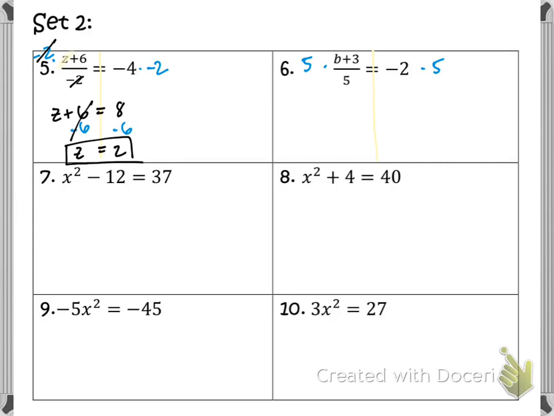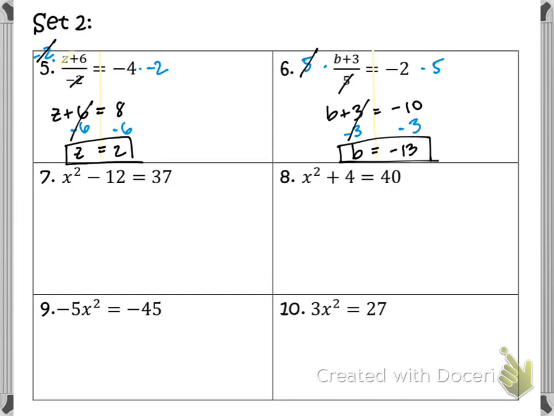By doing that, the 5s will cancel out. And on the left side, I'm left with b plus 3 equals negative 2 times 5, which is negative 10. And then that leaves me with one more step. Subtract 3. Whatever I do to one side, I do to the other. So b equals negative 10 minus 3, which is negative 13.